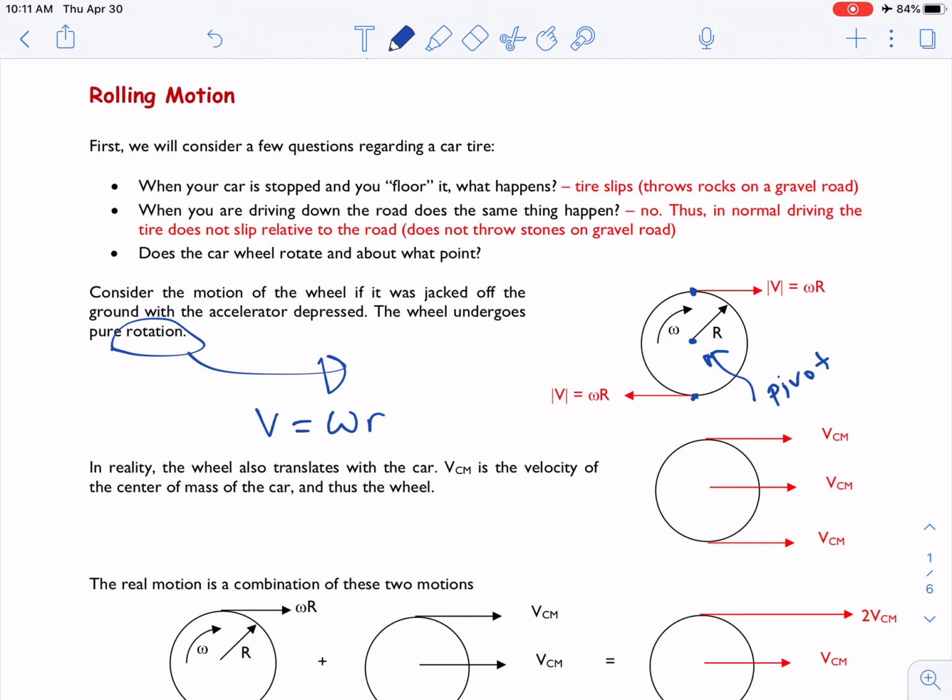And then we will think about now pure translation. Okay, so let's focus on that. So in reality, the wheel also translates with the car. So this is what the translational case is.